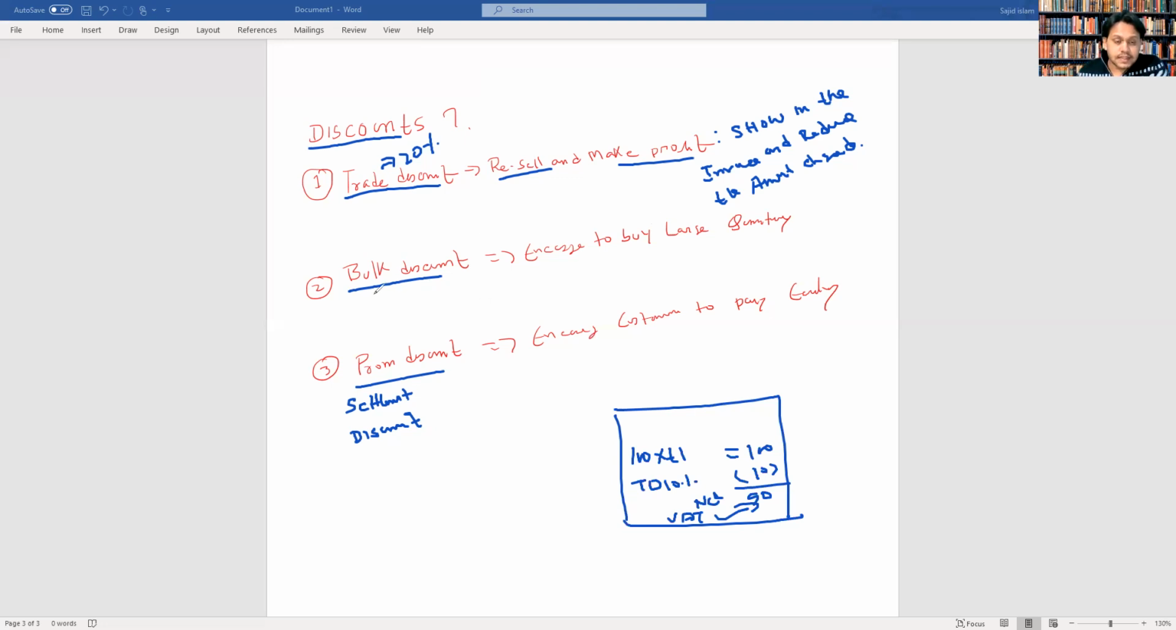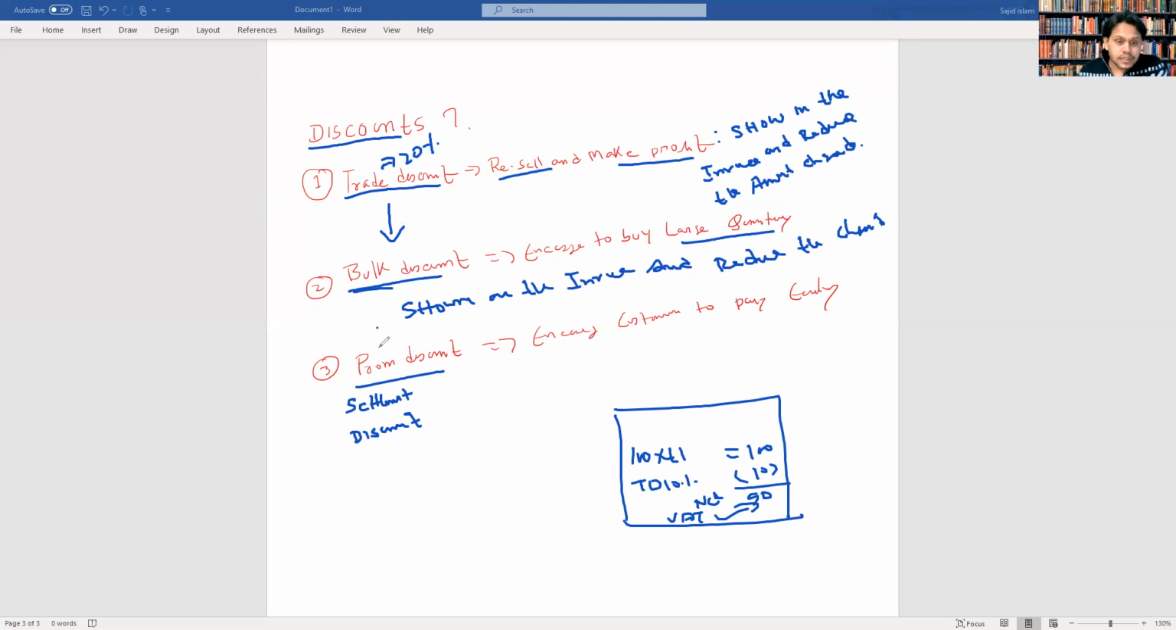The next thing we're going to see is called bulk discount. Bulk discount is basically to encourage customers to buy large quantities. So the bulk discount we offer the customer to encourage them to buy a lot. And this discount also will be shown on the invoice, and also reduce the amount charged. Because of the bulk discount, the customer is going to pay us less. So bulk discount is given after the trade discount. So bulk discount will also be shown on the invoice, and it will reduce the total amount charged.